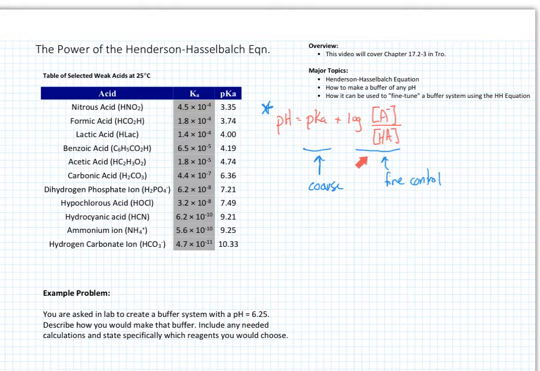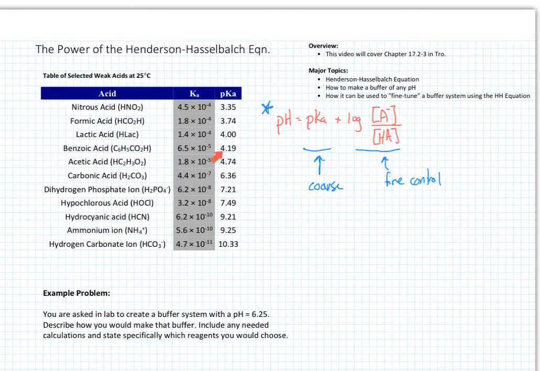So here's how this works. You've got this table of selected acids, and you've got pKa's. So if you want to make a buffer, let's say that's 4.3, then you just look in your table of weak acids and say, find me an acid that has a pKa that's close to 4.3. Well, none of these are exactly 4.3, but benzoic acid is pretty darn close. It's 4.2.